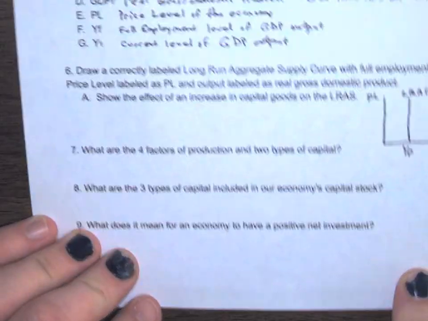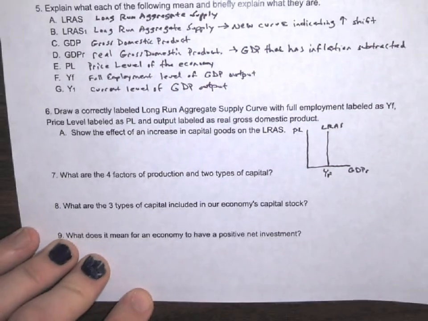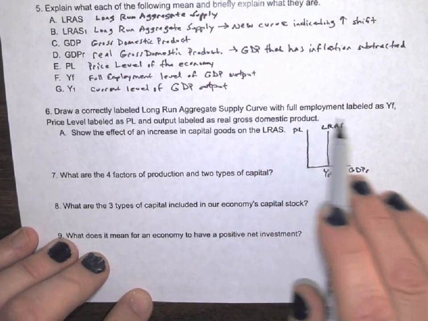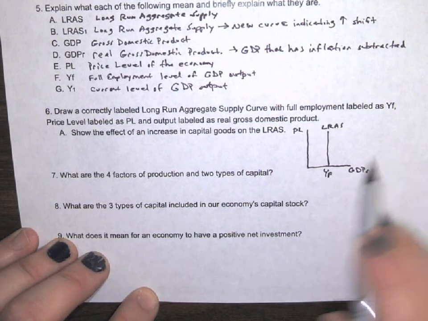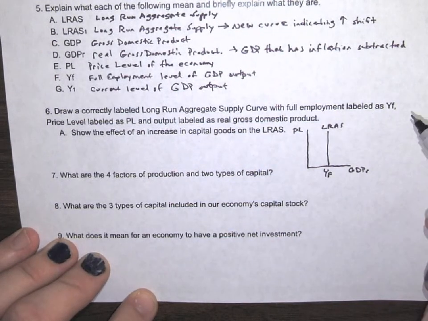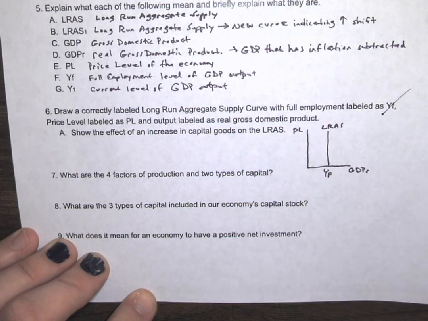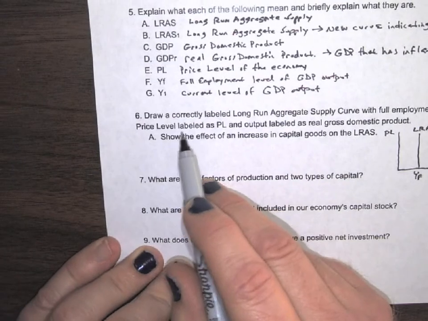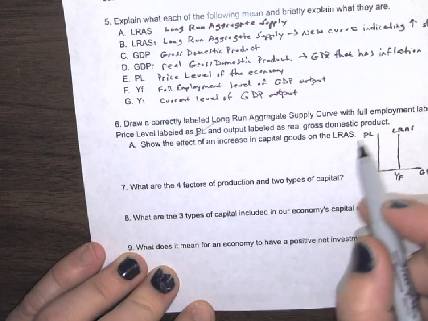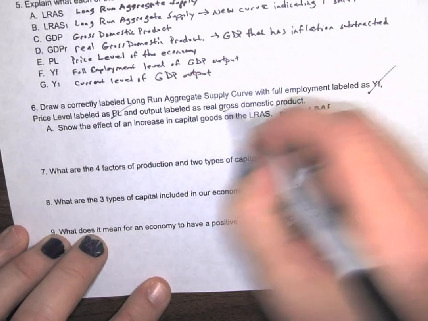See if that light makes a difference. No. Okay. So draw a correctly labeled long-run aggregate supply curve with full employment level as YF. So some people like to draw the whole graph at once, or you can go through here and mark them out as you go. So if I need to draw it with full employment label as YF, I can mark that one out and have it on here. Do it like a checklist on the FRQ. Okay. Price level labeled as PL. Good, I got that. And output labeled as real GDP. Okay, I got that one too.